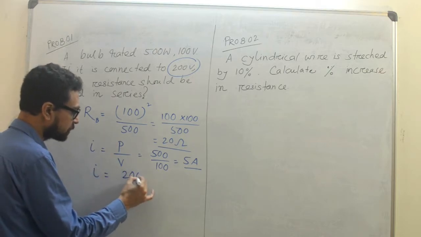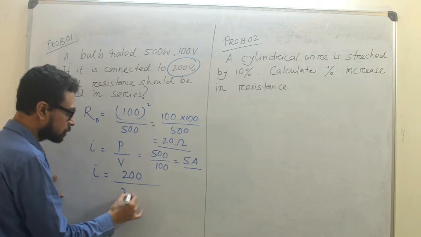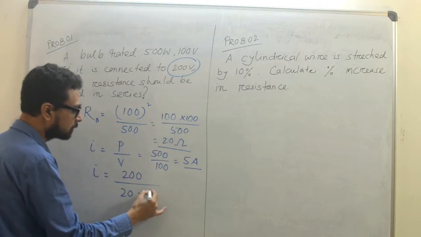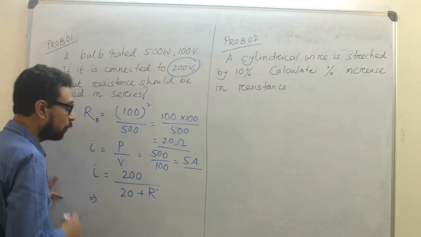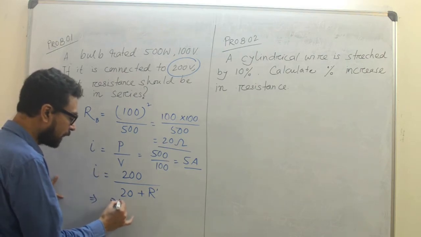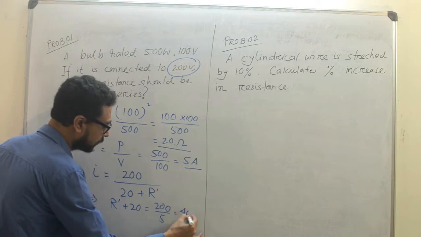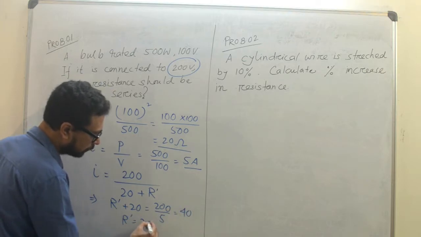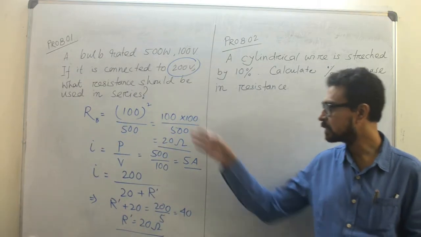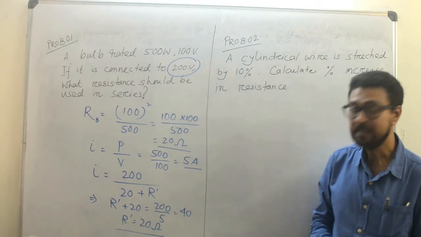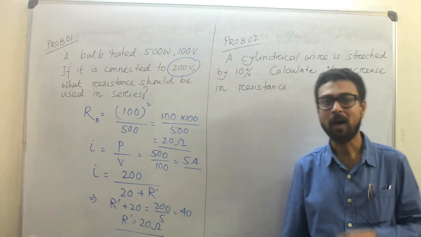Now the supply potential is 200 volt, and we are using another resistance in series with the bulb. 20 ohm is the resistance of the bulb, and another resistance R dash is used in series. The current is 5 ampere. So finally we have R dash plus 20 is equal to 200 by 5, which is 40. So from here we can easily calculate that the series resistance that we have to connect with this particular bulb is 20 ohm in order to make it operative at a potential of 200 volt.